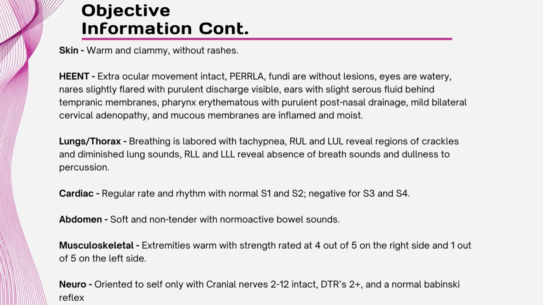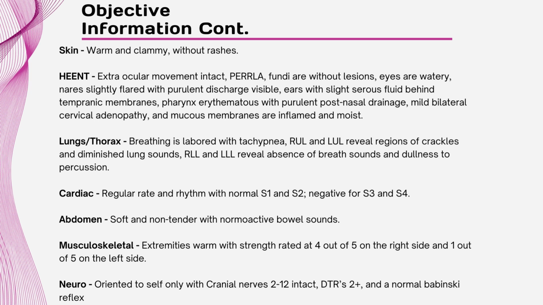Her lungs and thorax: her breathing is labored with tachypnea. Her right upper lobe and left upper lobe reveal regions of crackles and diminished lung sounds, with her right lower lobe and left lower lobe revealing absence of breath sounds and a dullness on percussion. Her cardiac assessment has a regular rate and rhythm with normal S1 and S2 heart sounds, but is negative for S3 and S4 heart sounds. Her abdomen is soft and non-tender with normal active bowel sounds.